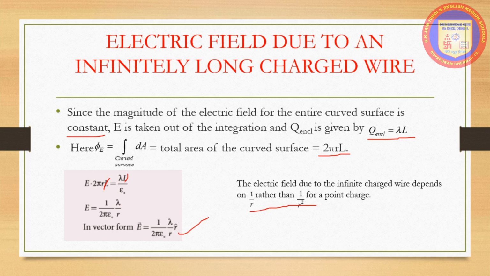The equation indicates that the electric field is always along the perpendicular direction r cap to the wire. In fact, if lambda is greater than 0, then E vector points perpendicularly outward from the wire, and if lambda is less than 0, then E points perpendicularly inwards.